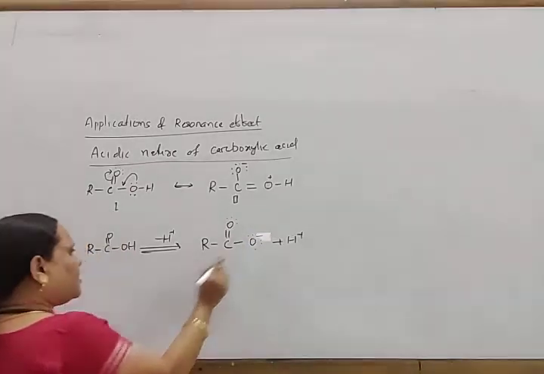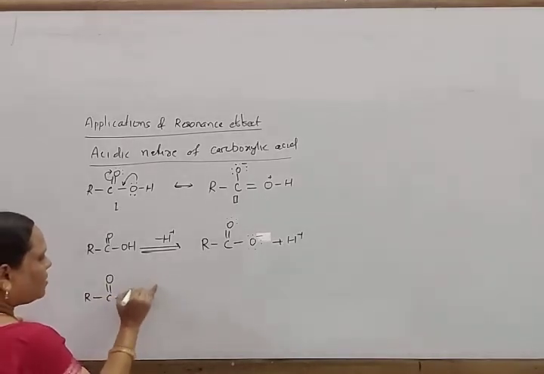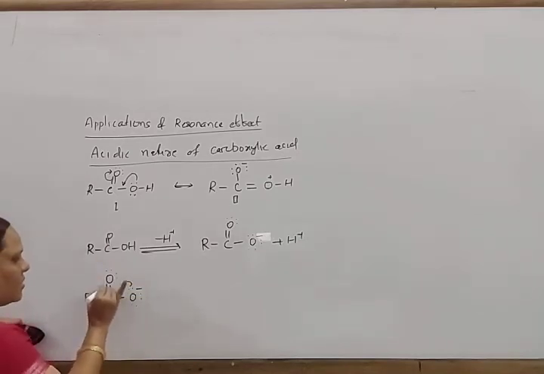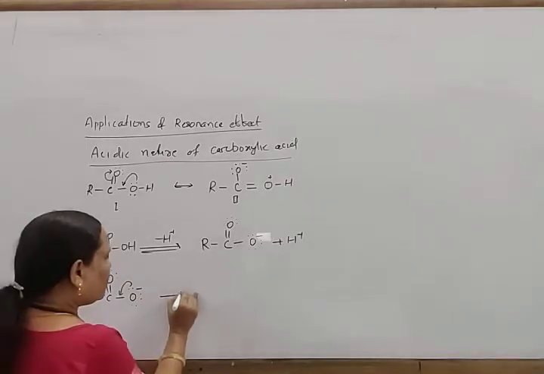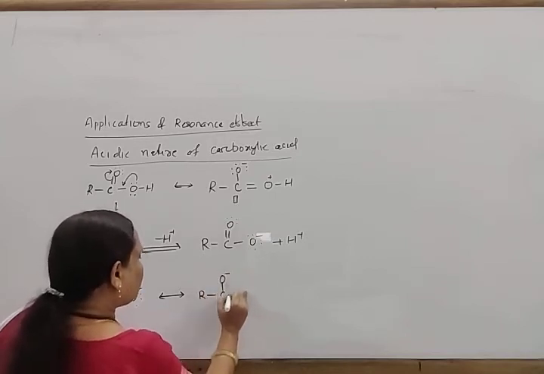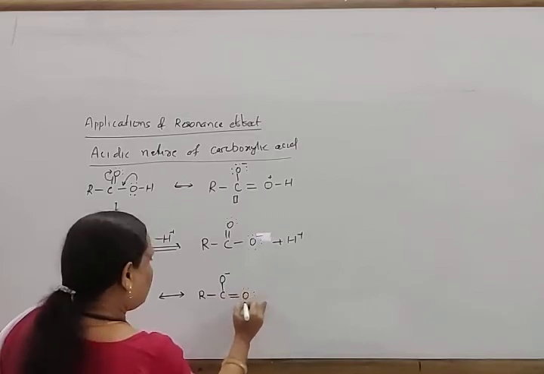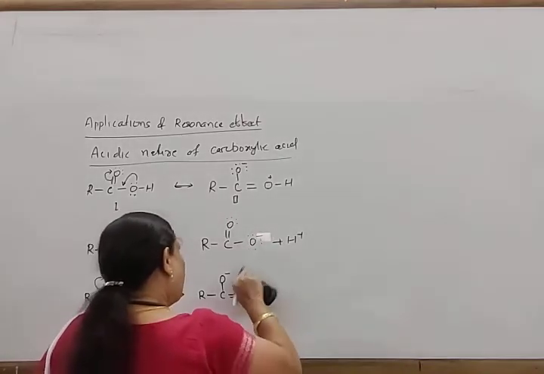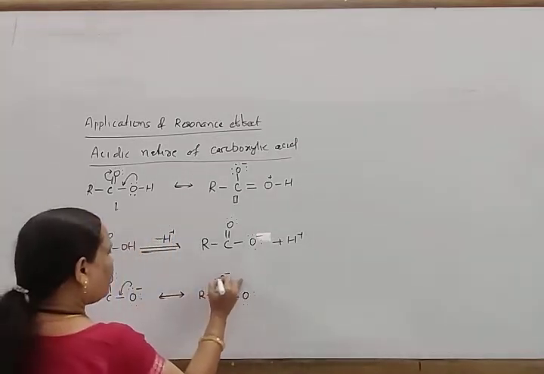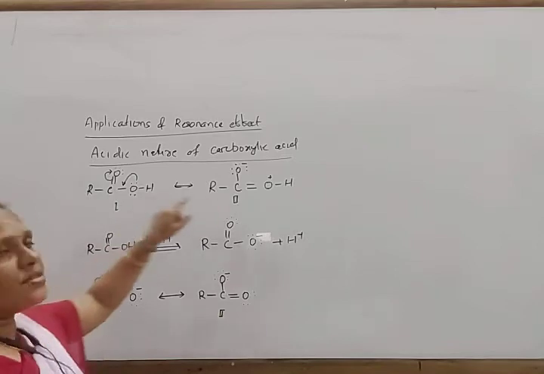Okay. Now this RCOO minus again undergoes resonance. RCOO minus, 1, 2, 3, 4. In this way, there is an electron pair. So this electron pair comes here and this electron pair comes here. And the resonating structures of this carboxylate ion are RCO minus and double bond O, and here no electron pair. Look here. So these are the two resonating structures of the carboxylate ion.